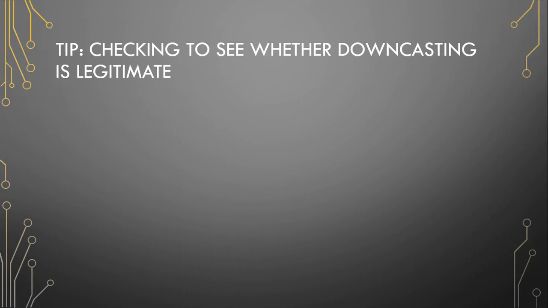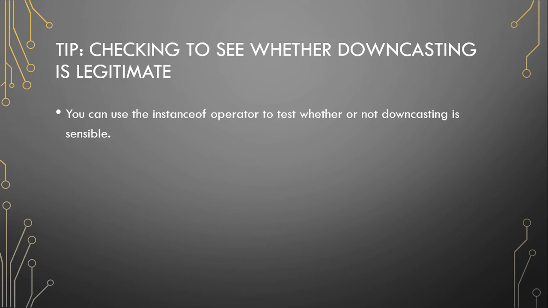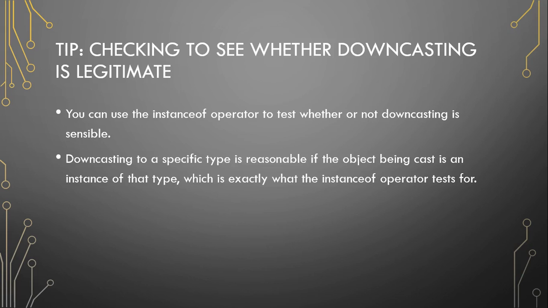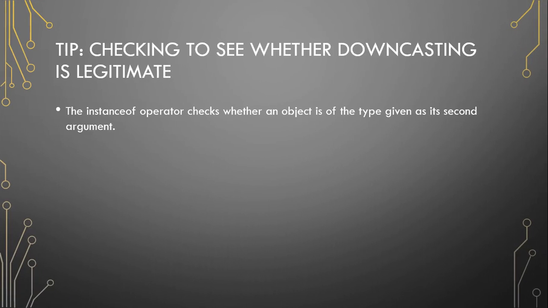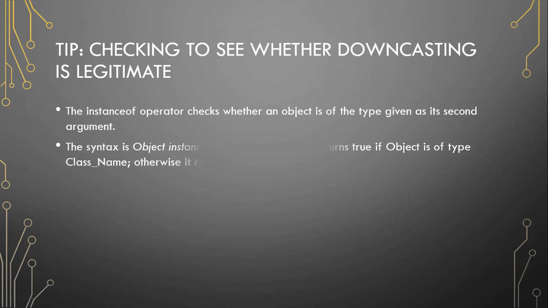So here's a quick tip for you. Checking to see whether downcasting is legitimate. Let's give you a tip to make that smart programming a lot easier. You can use the instanceof operator to test whether or not downcasting is sensible. Downcasting to a specific type is reasonable if the object being cast is an instance of the type, which is exactly what the instanceof operator tests for.